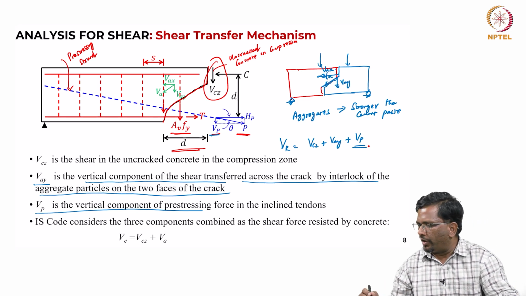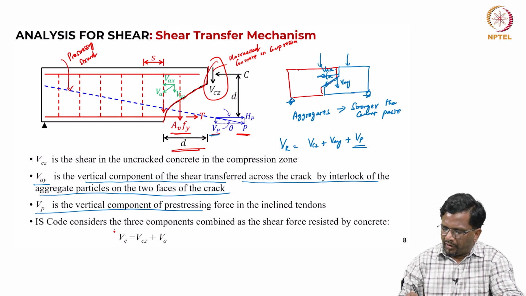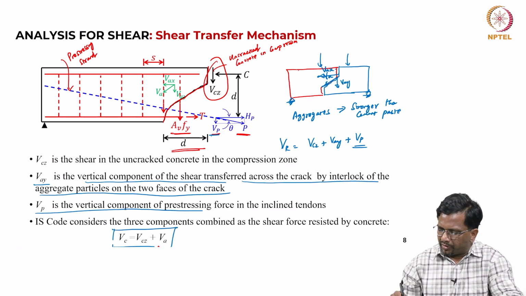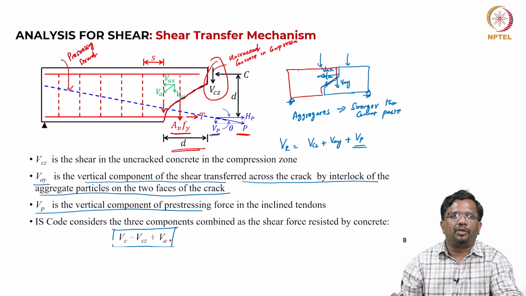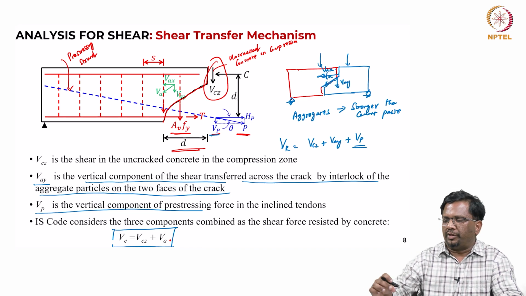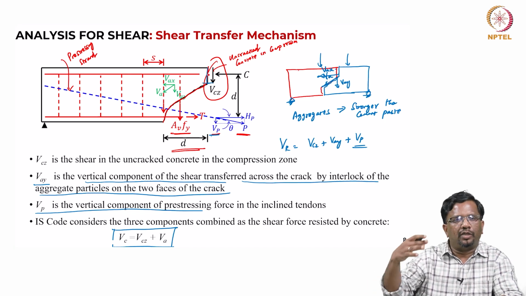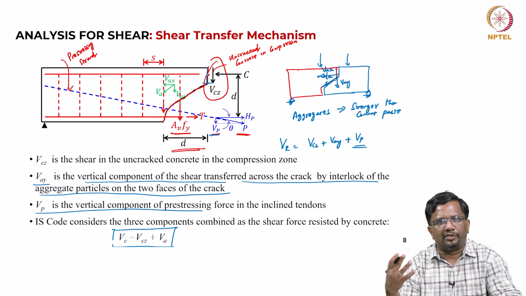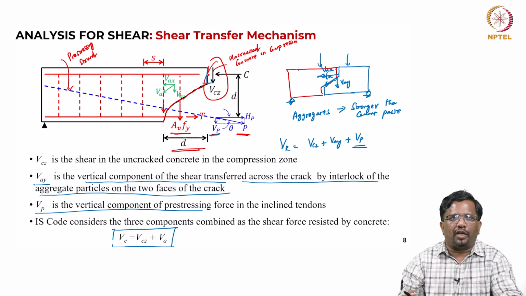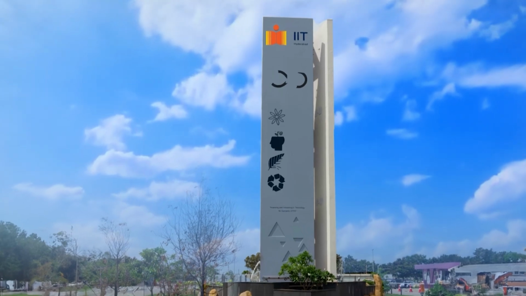Now, if you look at only concrete components, the VC can be taken as only two things, which is VCZ plus VA, where VCZ is nothing but your uncracked concrete contribution in shear. That means, whatever is above the crack, that uncracked portion, will have its inherent shear resistance, which is what is called the uncracked concrete in compression.